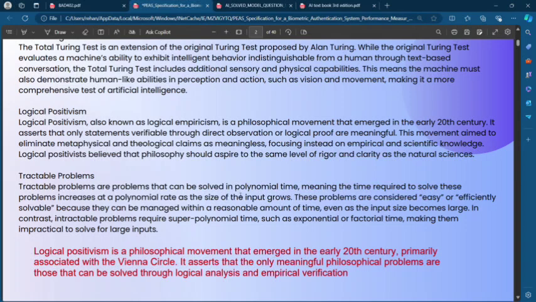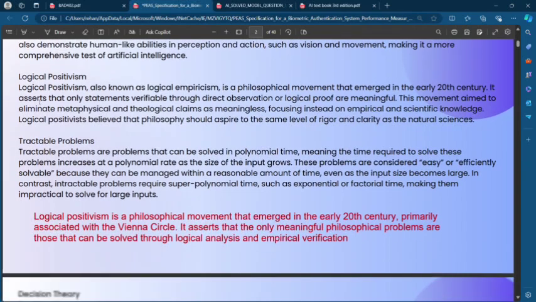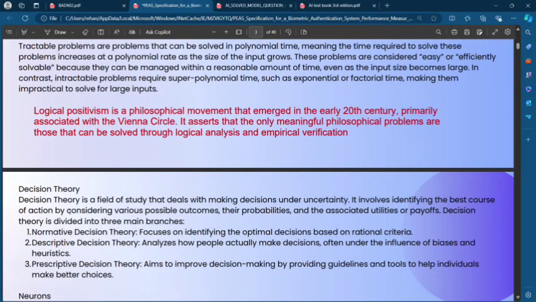So remember, they can be solved within polynomial time, and the time taken to solve the problem increases at a polynomial rate, and that increase is due to the growth of the input size. Okay, we have here decision theory.